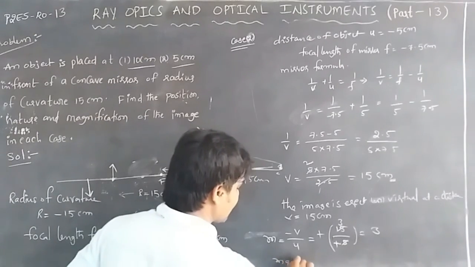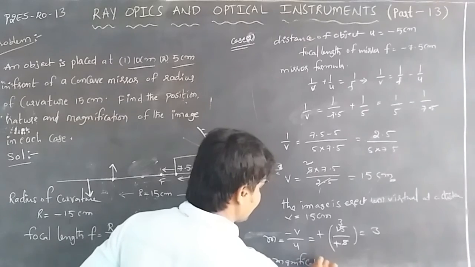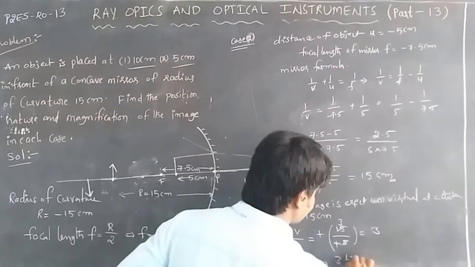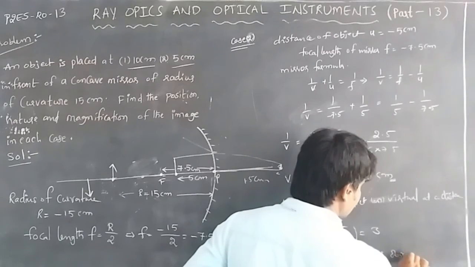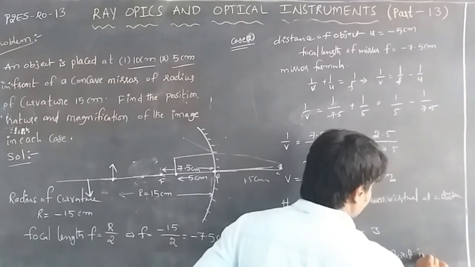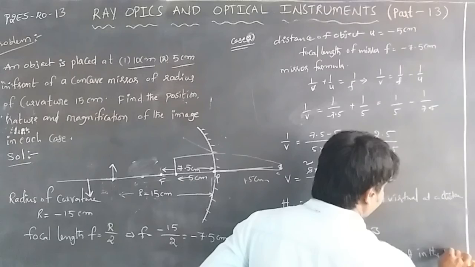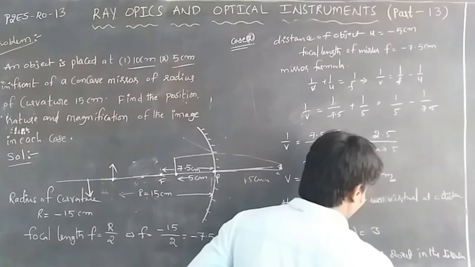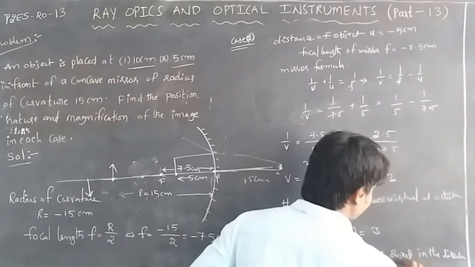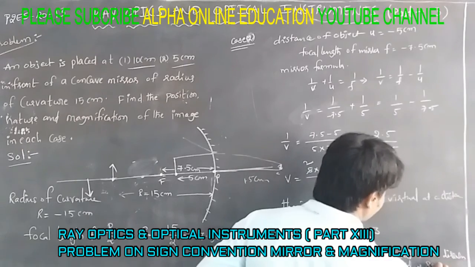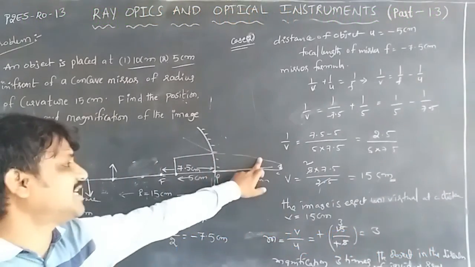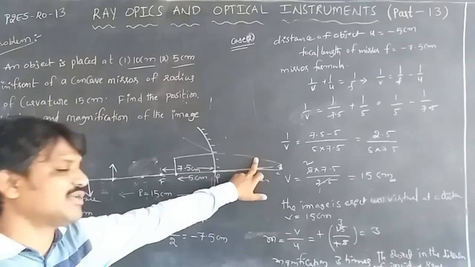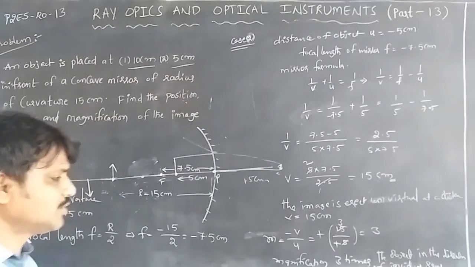Magnification is 3 times the object, in the direction of the incident ray. The image is formed behind the mirror, in this direction.